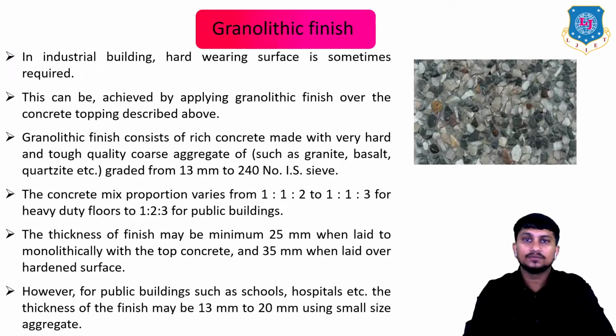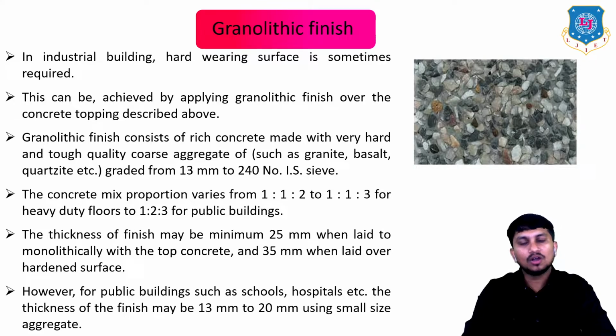The next type of floor finish is granolithic finish. In industrial buildings, hard wearing surface is sometimes required. This can be achieved by applying granolithic finish over the concrete topping described above. Okay, granolithic finish consists of rich concrete made with very hard and tough quality coarse aggregate such as granite, basalt, quartzite, etc. Graded from 13 mm to 240 mm number of ISC.